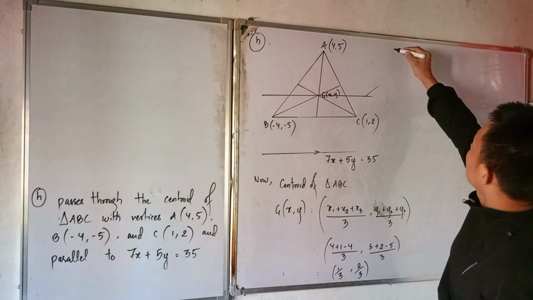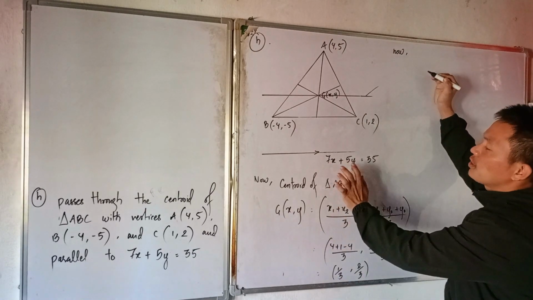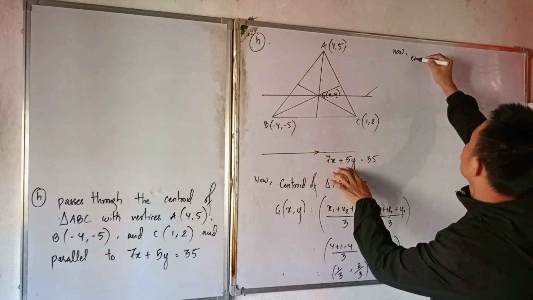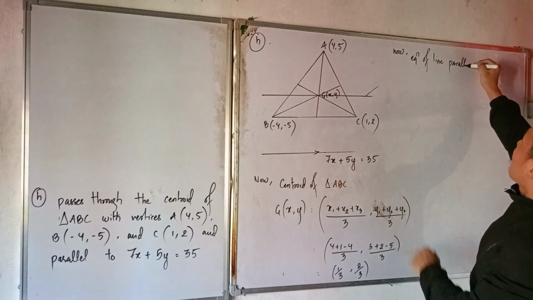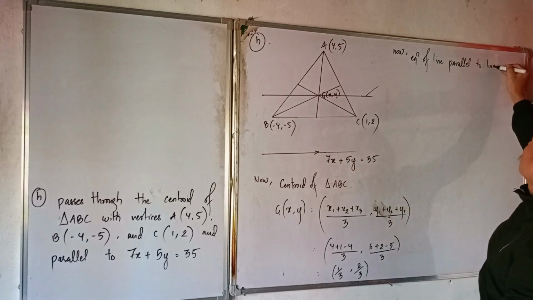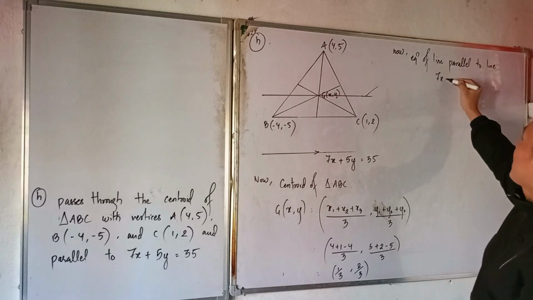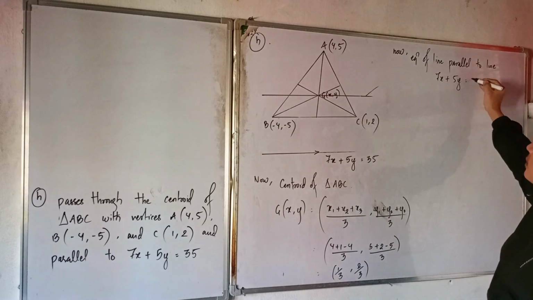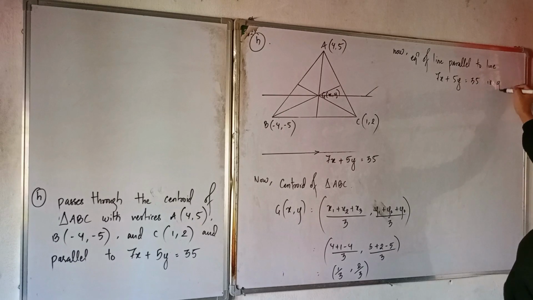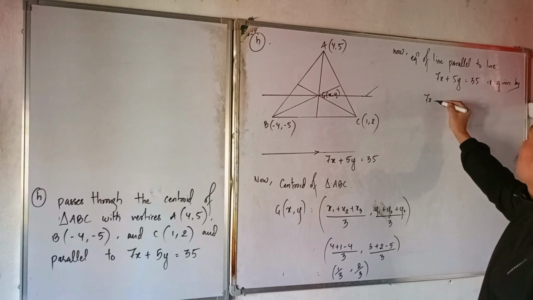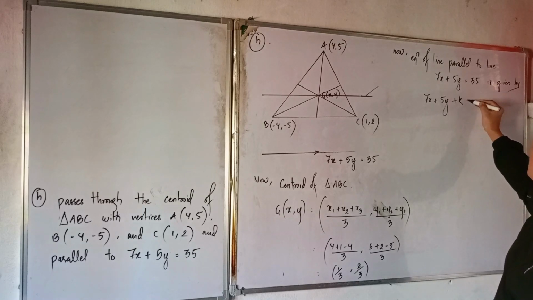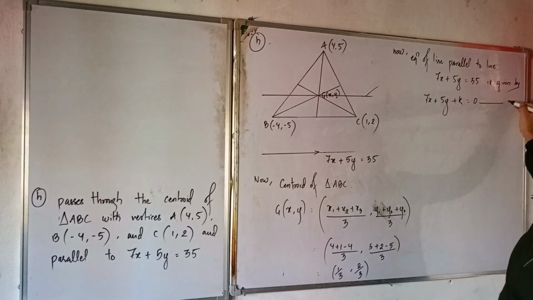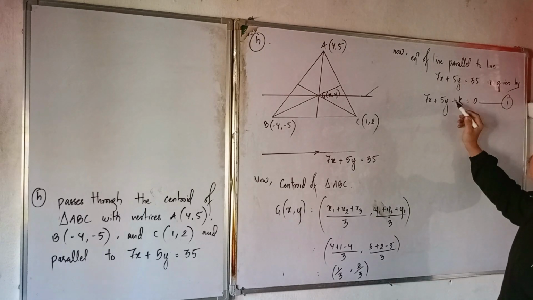Now after that you have to suppose the equation parallel to this line. The equation of a line parallel to the line 7x plus 5y equals 35 is given by 7x plus 5y plus k equals 0. The 7x plus 5y remains unchanged, only the constant changes. So this is the equation of the line parallel to this line.